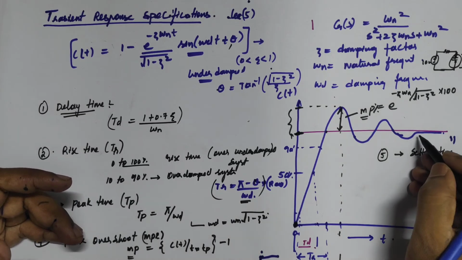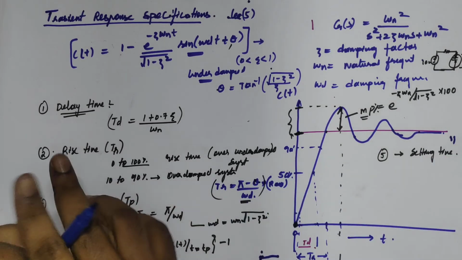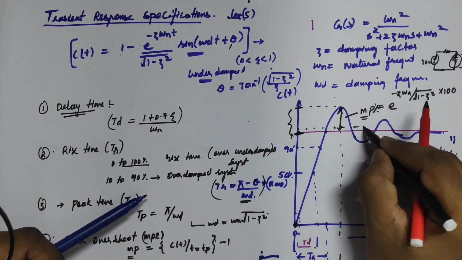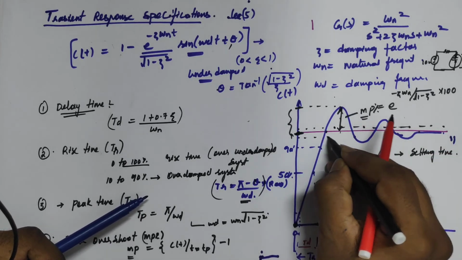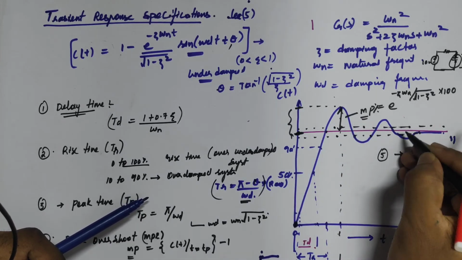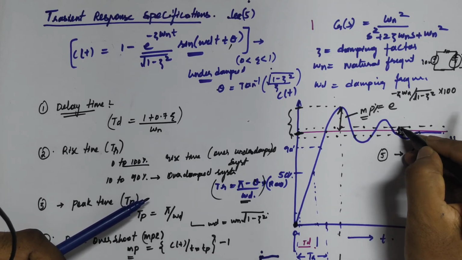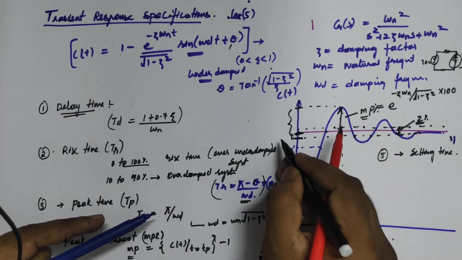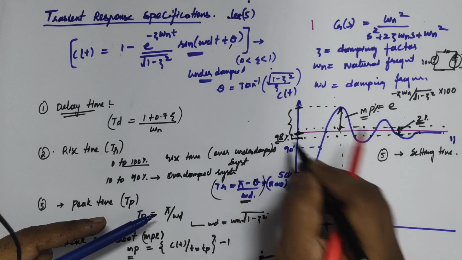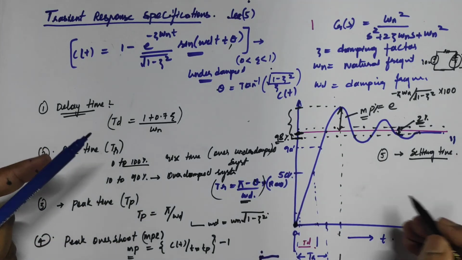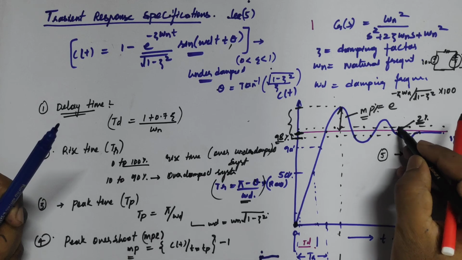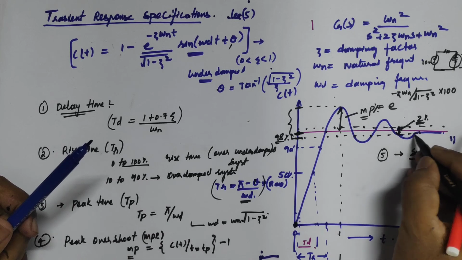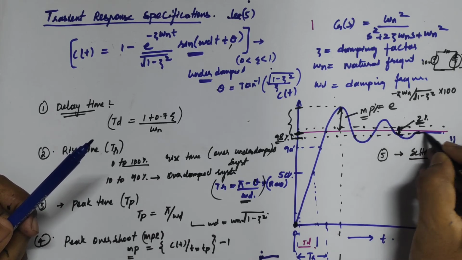So we have a 2% tolerance band. I am designating the 2% tolerance band like this. A 2% tolerance band means I have a tolerance band of 2%, which reduces the response to 98%. The settling time in general is defined as the time at which the response reaches the 2% tolerance band, and stays within it.